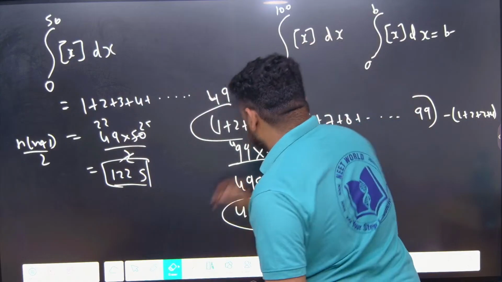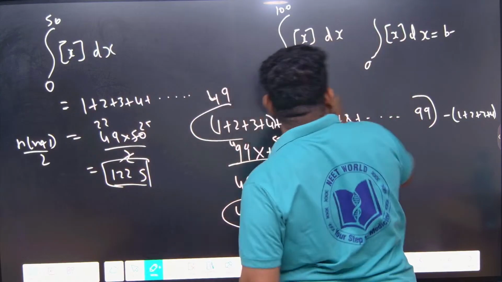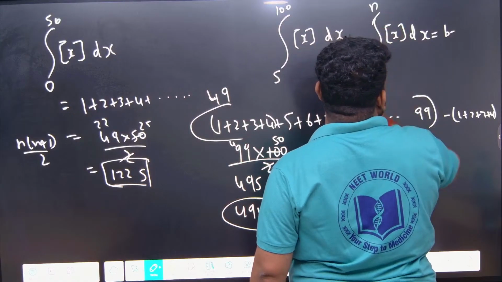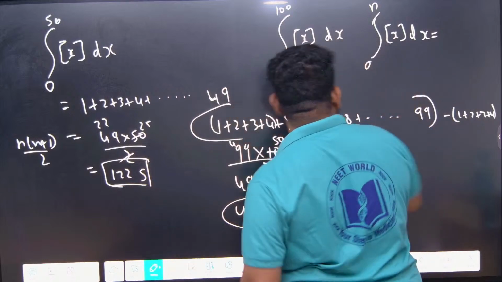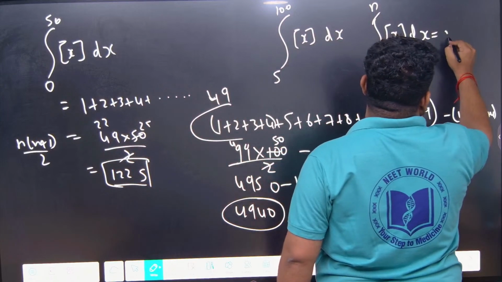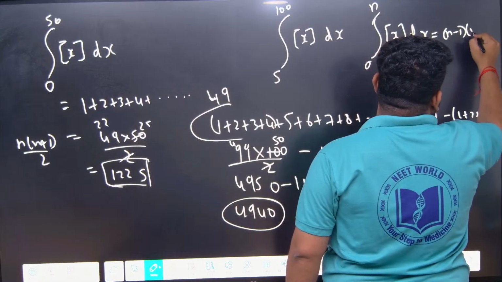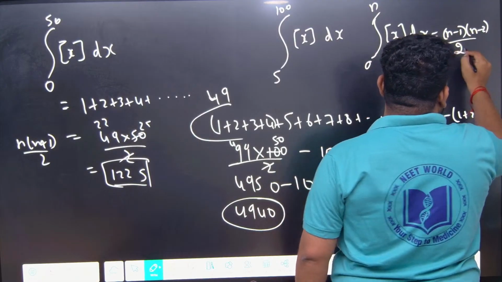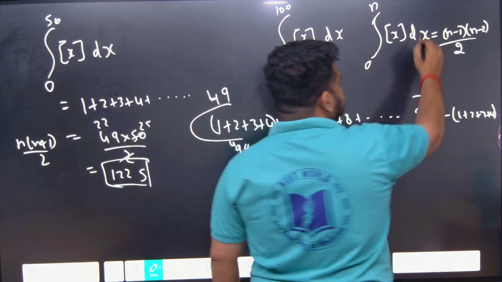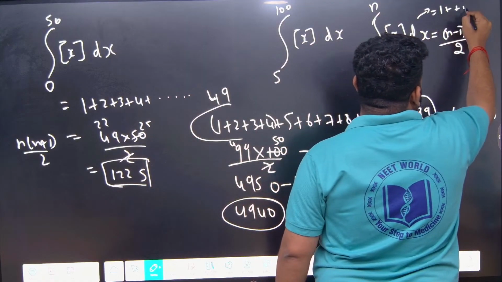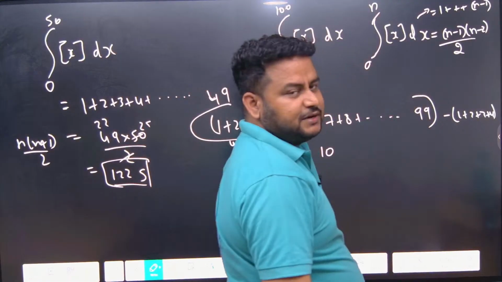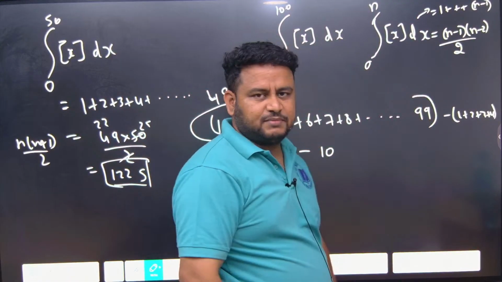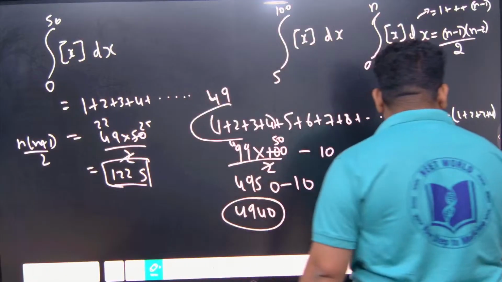If it is given 0 to n, step x dx, you should find the value of (n minus 1)(n minus 2) divided by 2, because it is the sum up to n terms. So this is nothing but the sum up to n minus 1 terms, so you will write it as n minus 1 into n minus 2 divided by 2. This is the formula you got to remember.